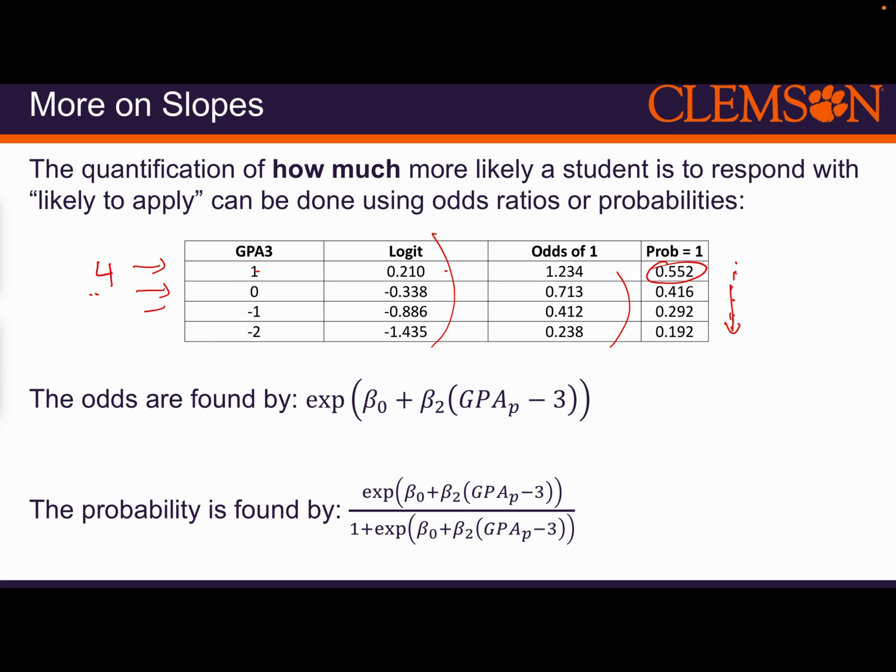Okay. Odds are found by just plugging in those values. The probability is found by plugging in these values. Now, I should note that this is for someone who has 0 for all the other predictors as well, but just to kind of demonstrate how it works.